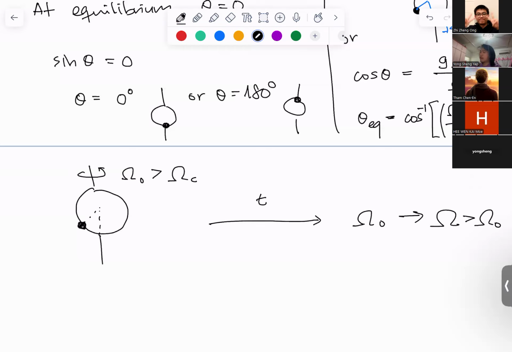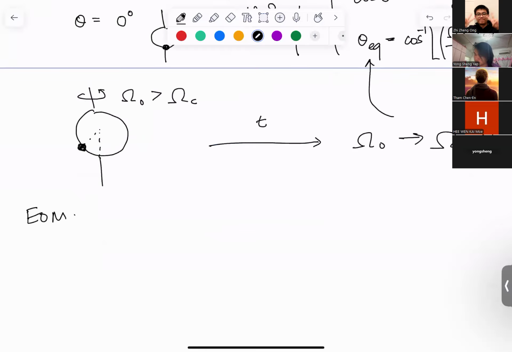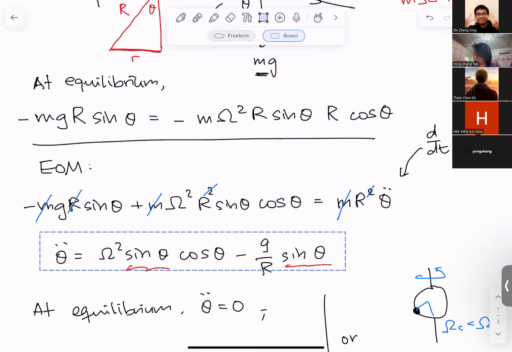Right. So what happens is that, when I increase this omega, the equilibrium angle changes. So now this bead is not in equilibrium anymore, and then the bead will start to move because it is not in equilibrium anymore. So the new equilibrium is not the same as the previous one. So now we will need to analyze the full equation of motion. So let's remember that the equation of motion is this.